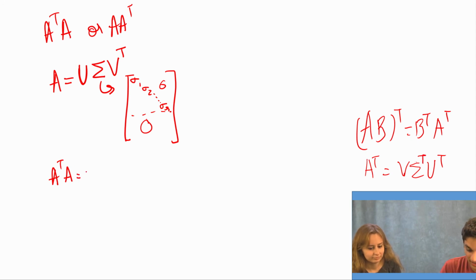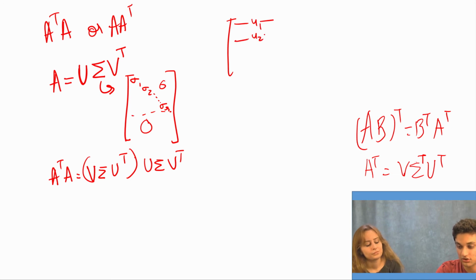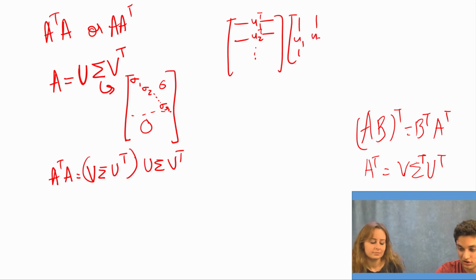Okay, so if you're looking at A transpose A, this is going to be equal to V sigma transpose U transpose times U sigma V transpose. What is U transpose U? Since we have orthonormal vectors, it's going to be identity. Exactly. To illustrate that, you have U1, U2 transpose times U1, U2, and so on, which is going to be equal to a matrix of inner products.